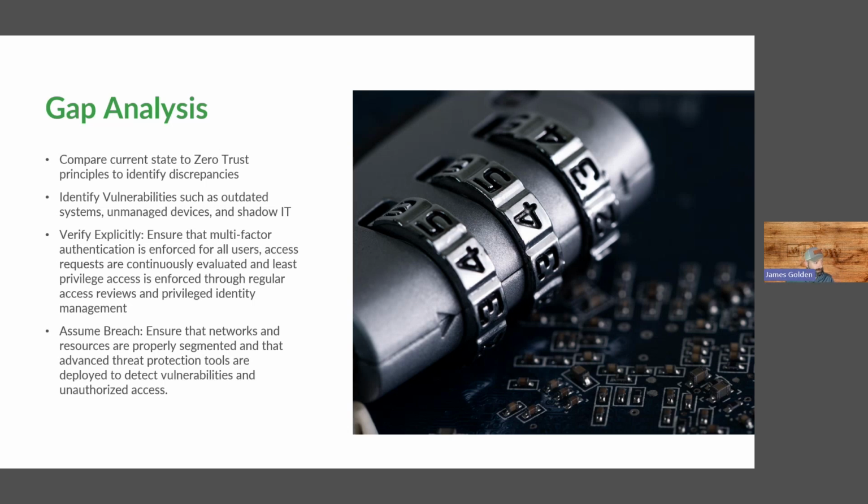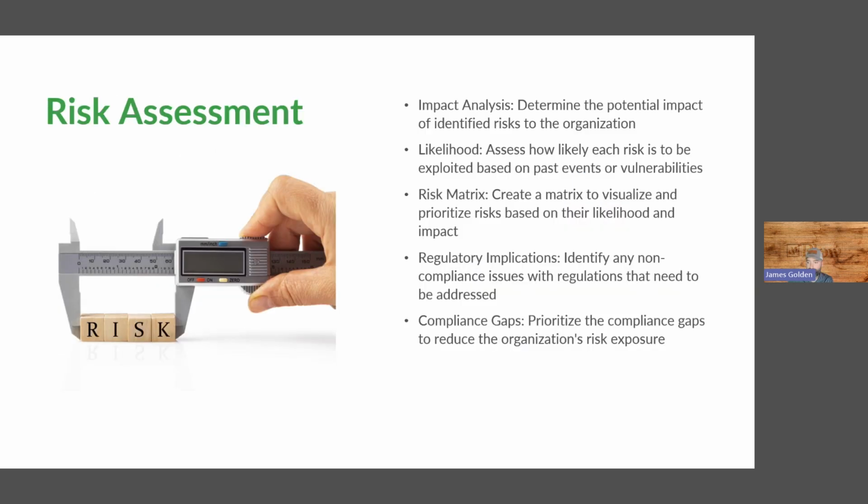So once we figure out how far off you are, next is going to be a risk assessment. This is where we take those problems or gaps that we found between our ideal solution for accessing that service versus the current. We determine the potential impact of the identified risk, how likely it is to be exploited based on past events or vulnerabilities. So for example, if you've had identities compromised many times before and you don't have any MFA, that's going to be put way up on that risk matrix as probably one of the first things you can do.